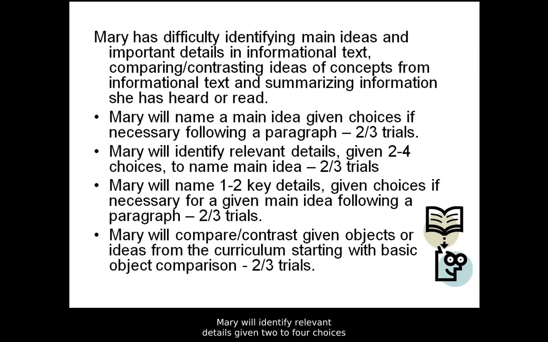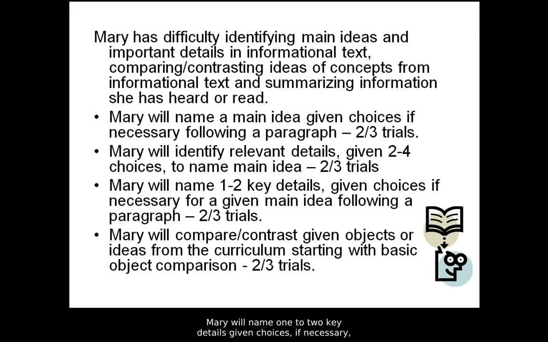Mary will identify relevant details given 2 to 4 choices to name the main ideas, 2 to 3 trials. We see this written all the time. How do you monitor progress on this? How do we know that Mary's moving forward? What are 2 to 3 trials? What are 2 to 4 choices? How are we going to monitor the progress given 2 to 4 choices? Mary can do it given 2 choices 100% of the time. Mary can do it given 3 choices 40% of the time. What does that look like?